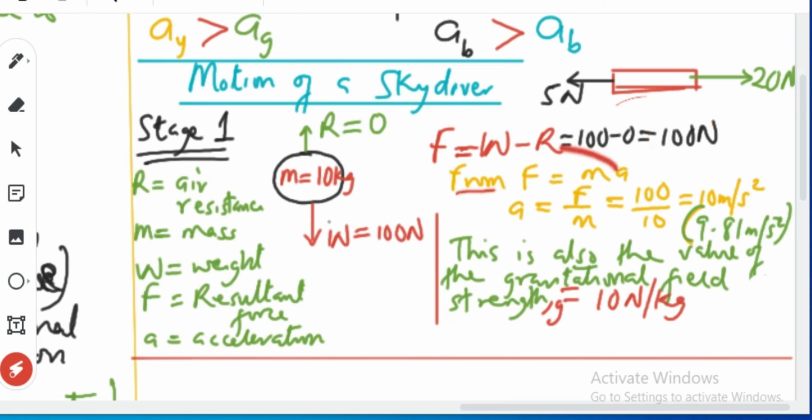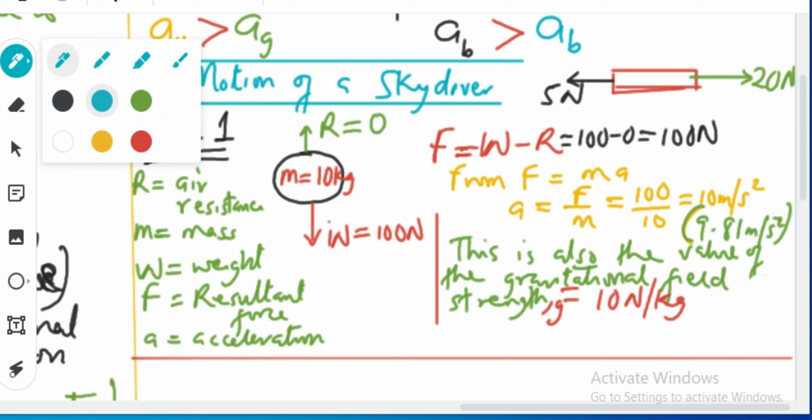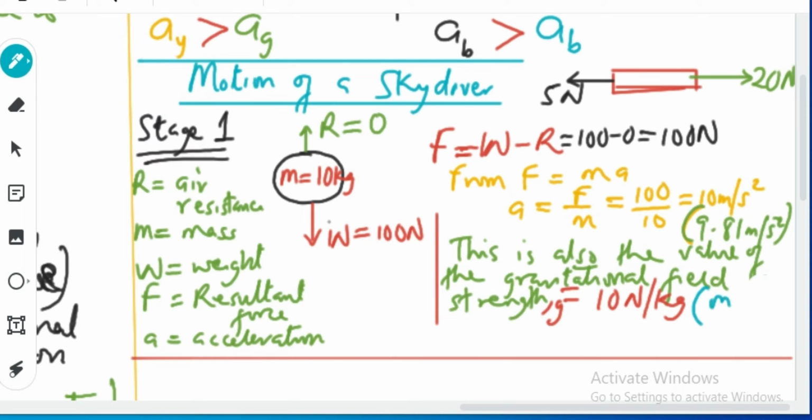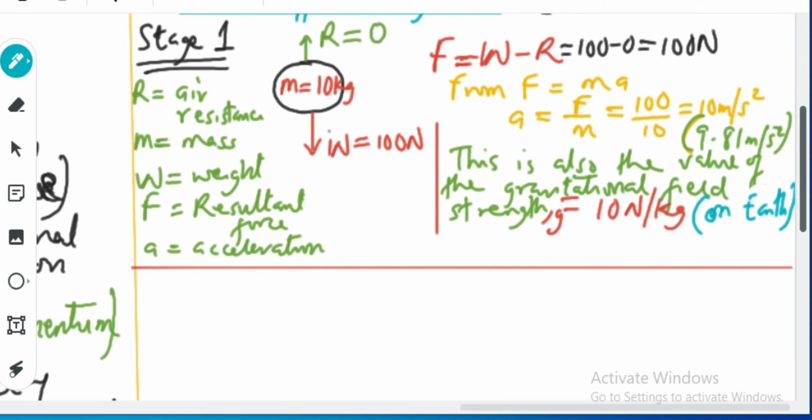From F equals ma, that's Newton's second law, a will be equal to F over m, which is 100 over 10, or 10 meter per second squared. And it is also the value of the gravitational field strength on Earth. That's the value on Earth.